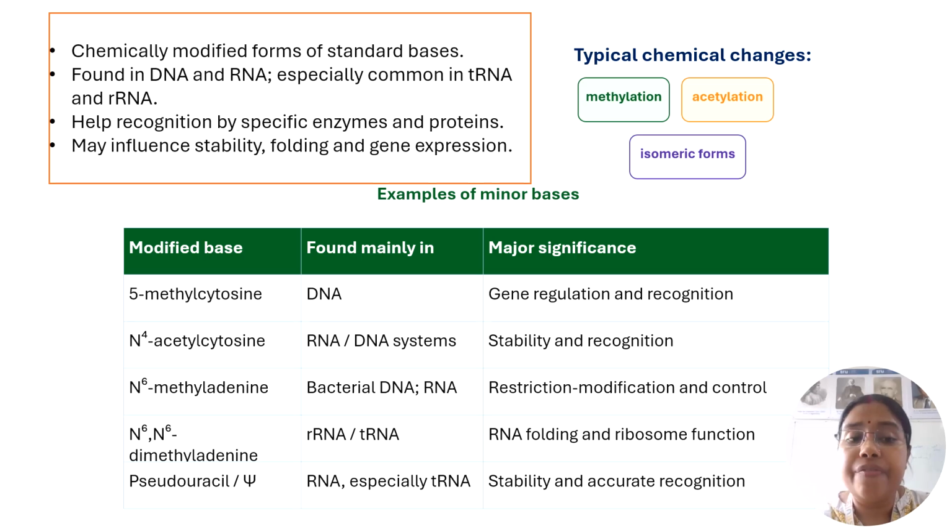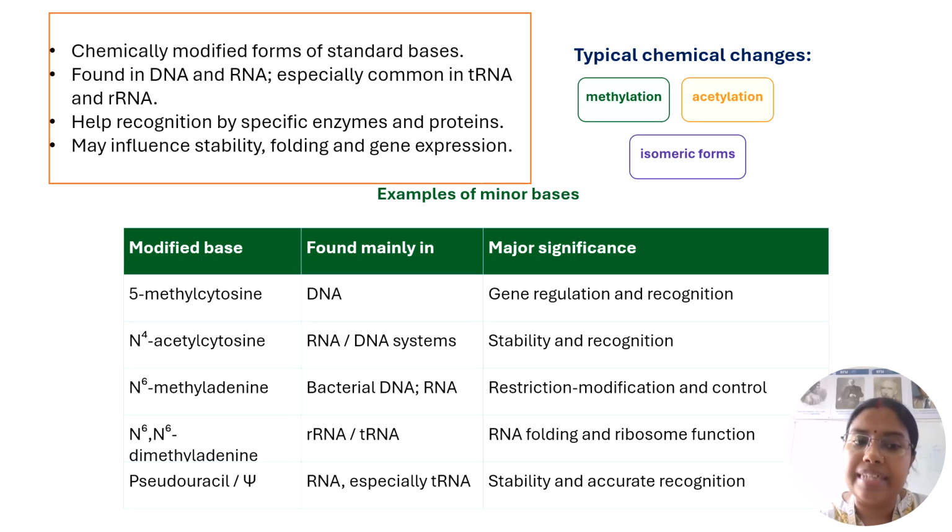After that, chemically modified forms of the standard bases, because there are 5 standard nitrogen bases: adenine, guanine, cytosine, thymine and uracil. But apart from these, some chemically modified standard bases also occur, either through methylation or acetylation, or by changing the isomers, we can get different types of minor bases. That actually helps for gene regulation or gene modification, and also sometimes helps in recognition by some specific enzymes and proteins. So in medicinal terms it is very much useful.